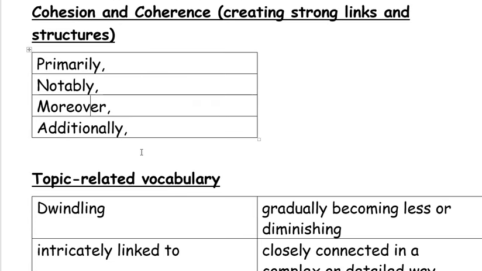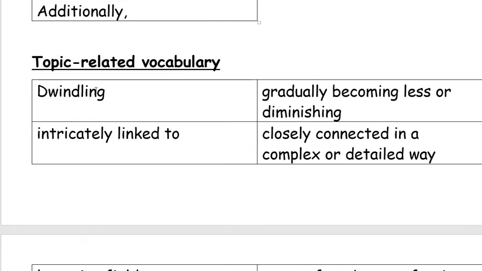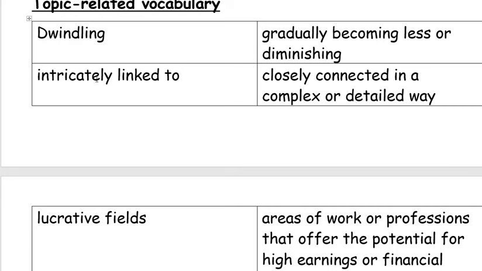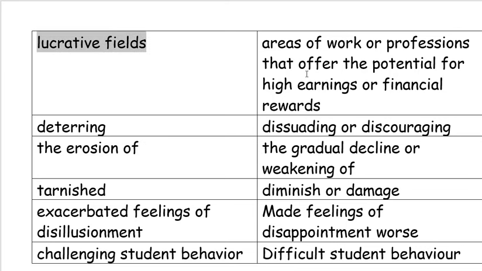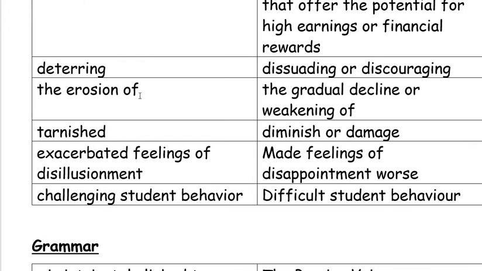All right. Next. Now let's focus on the topic-related vocabulary here in body paragraph one. Dwindling, okay, which basically means gradually becoming less or diminishing. Next, intricately linked to. That means closely connected in a complex or detailed way. Next, lucrative fields. That basically means areas of work or professions that offer the potential for high earnings or financial rewards. Next, deterring, that means dissuading or discouraging.